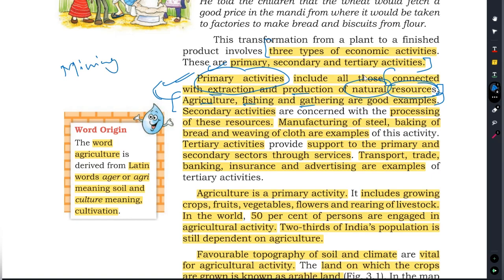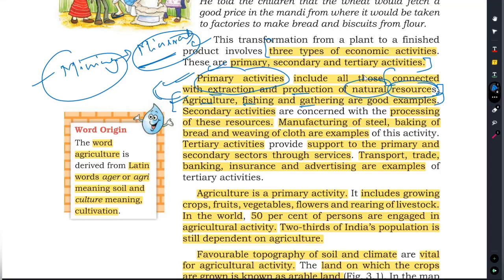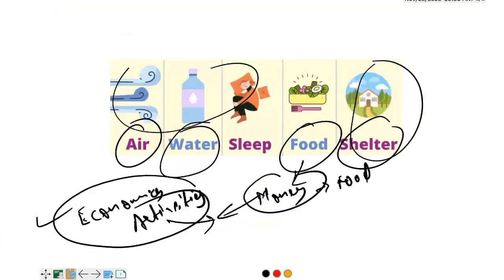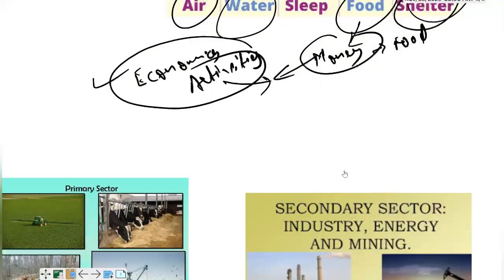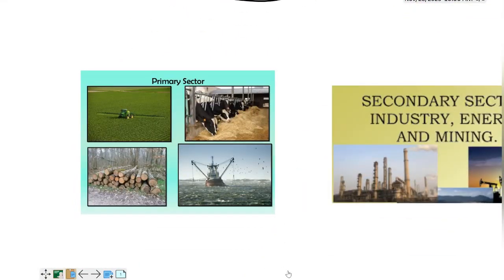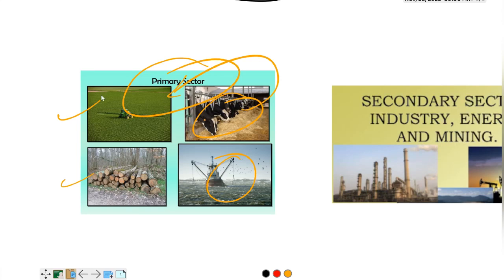Mining. You get minerals from mining. This is also a natural process. Minerals are also natural resources. Agriculture, fishing, gathering and mining are also primary economic activities. Let us see in the picture. Here you can see the primary activities. Agriculture, here is the animal rearing. Rearing of the animals is also a primary activity. Fishing, this is timbering and one is the mining.